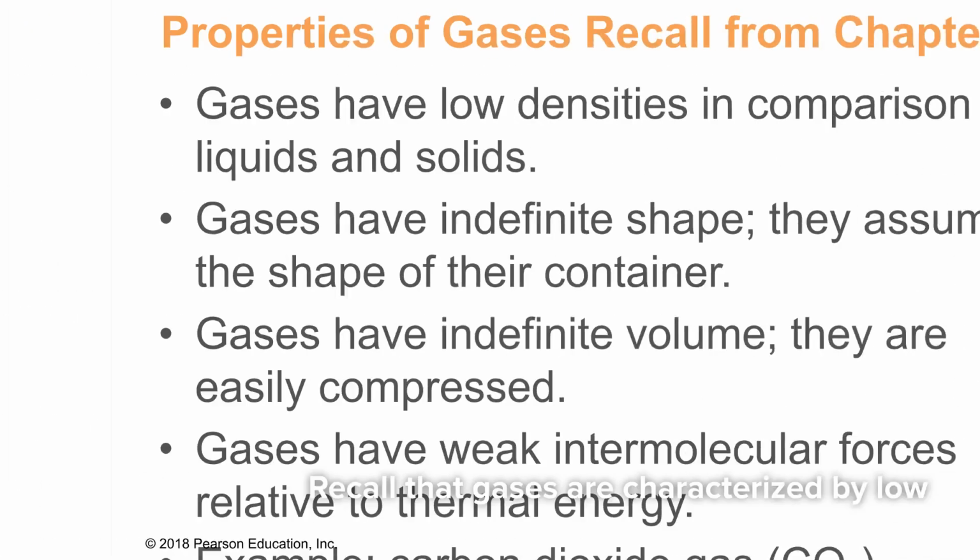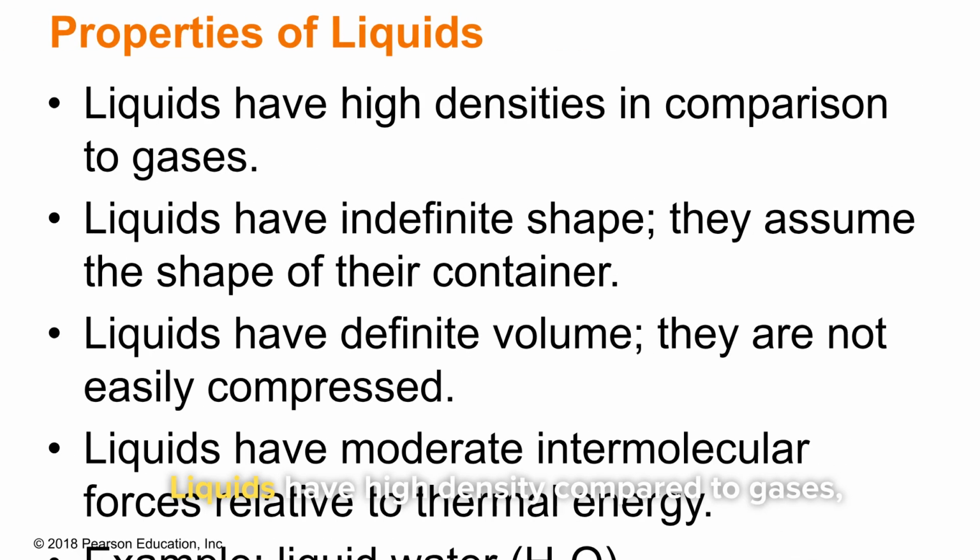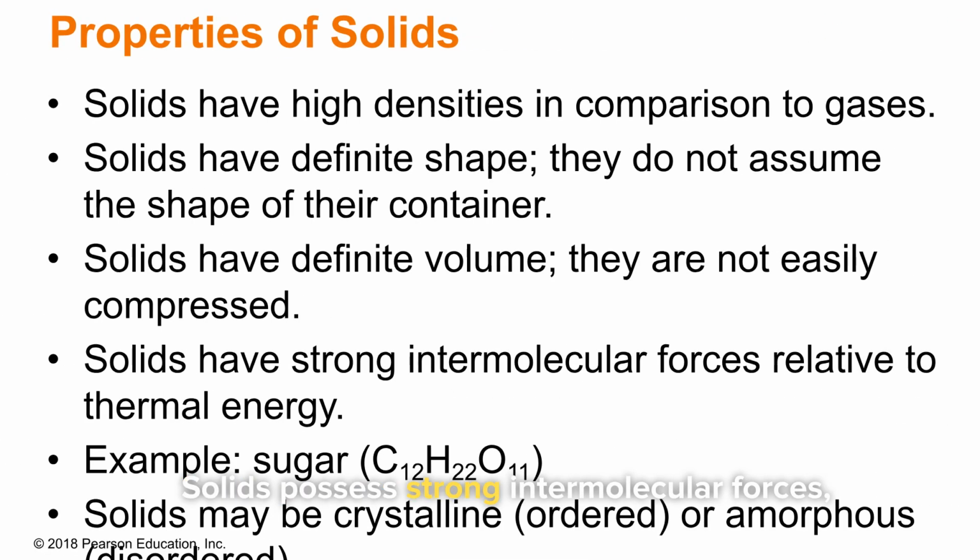This diagram summarizes the states of matter and indicates how adding heat can lead to a plasma state. Recall that gases are characterized by low density, indefinite shape and volume, high compressibility, and weak intermolecular forces. Liquids have high density compared to gases, take the shape of their container, and have a definite volume with moderate intermolecular forces. Solids possess strong intermolecular forces, definite shape and volume, and can exist as either crystalline or amorphous structures.